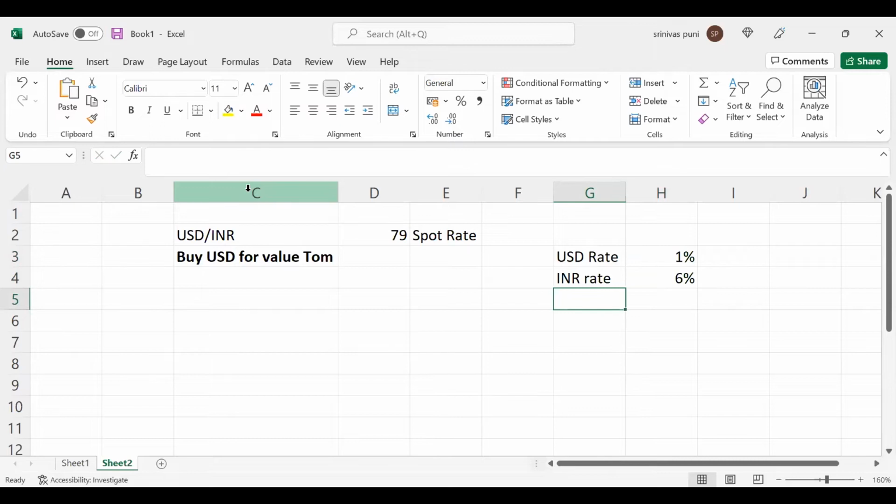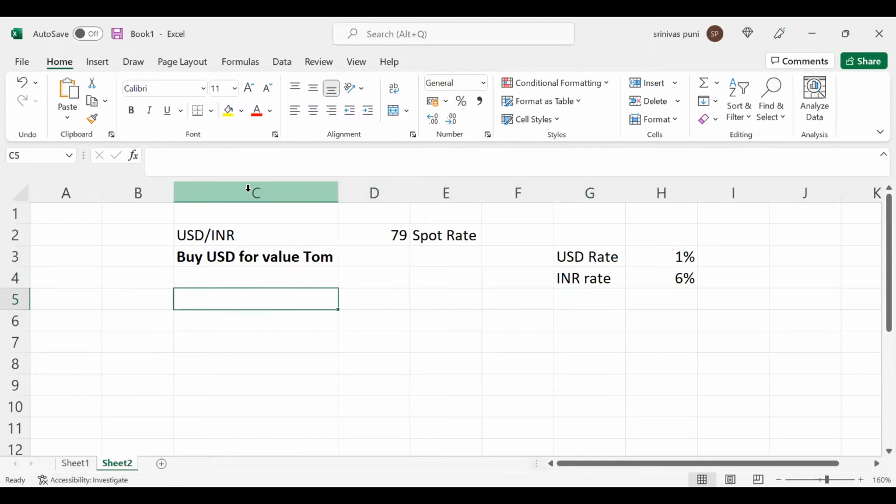Now, let us logically understand how the fact that I want a settlement for value tomorrow is going to impact the person who wants a settlement, either buying dollars or selling dollars. Let us understand this in a logical way so that you can appreciate how interest rates are linked to the FX market.